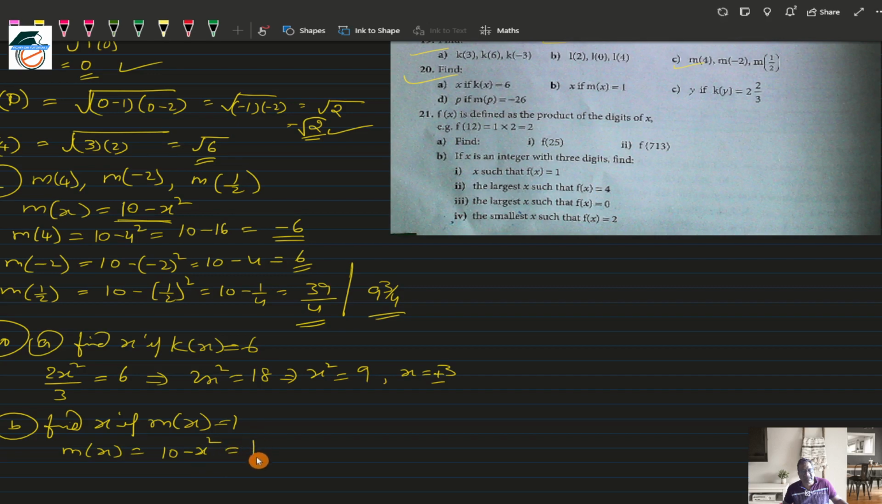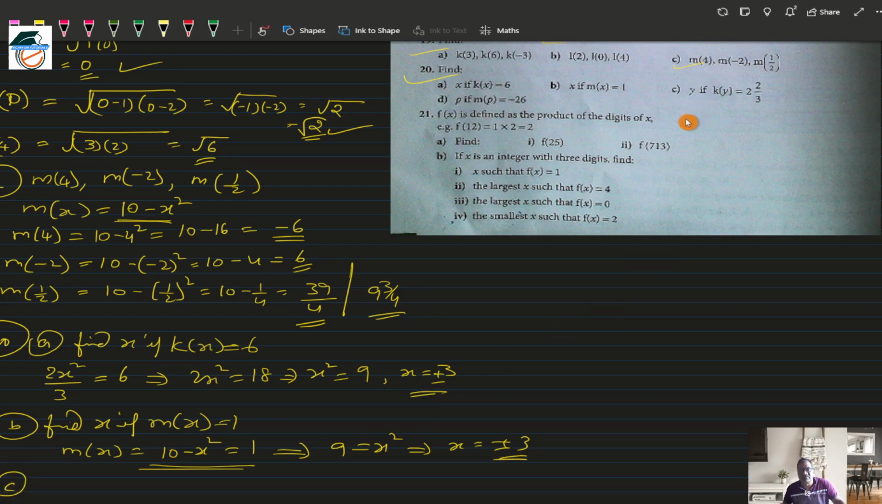And this I am equating to 1, because M of X is also equal to 1. From here I can find out X. So 10 minus 1, that is 9, will be equal to x square. This gives us x equal to plus or minus 3 again. So the answer is again plus or minus 3.